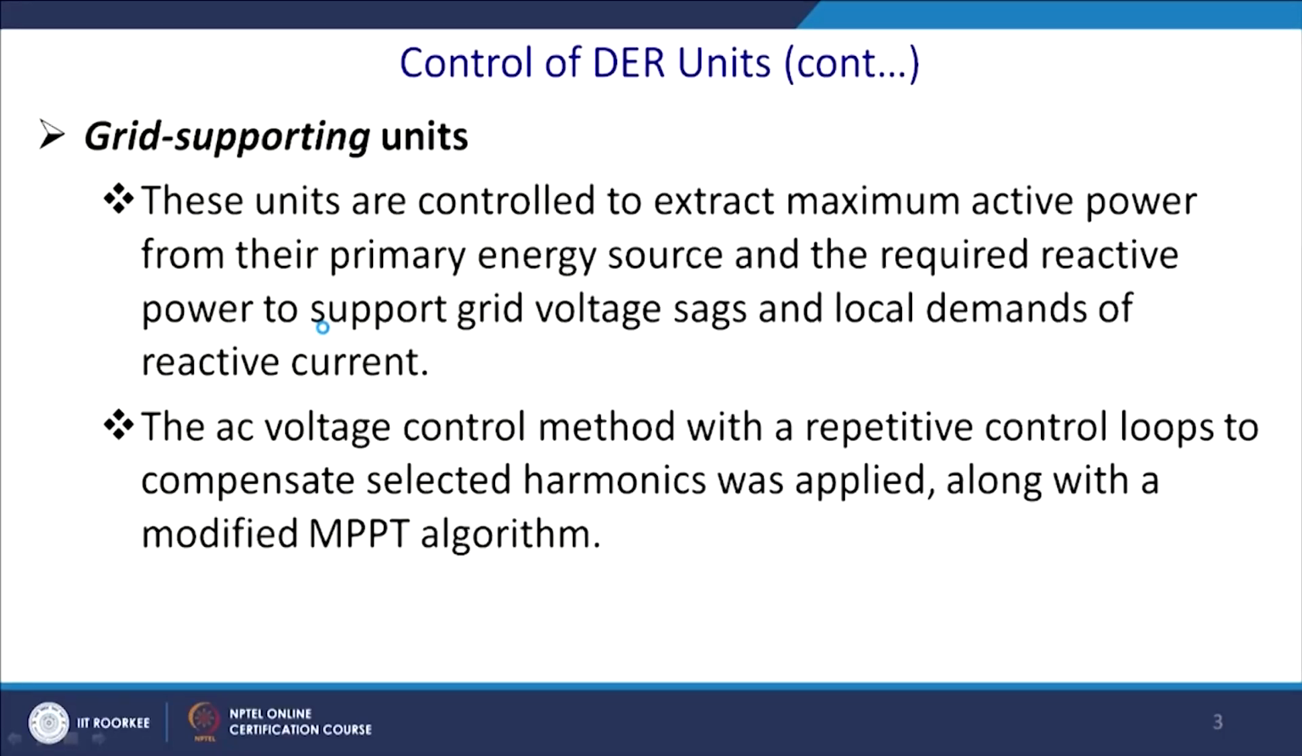Now, we shall come to the grid supporting unit. In case it is connected in a grid connected mode, this unit is controlled to extract maximum power from the primary energy sources and the required reactive power to support the grid voltage sag and local demand and the reactive current requirement. So, this will help us to increase the stability of the major grid.